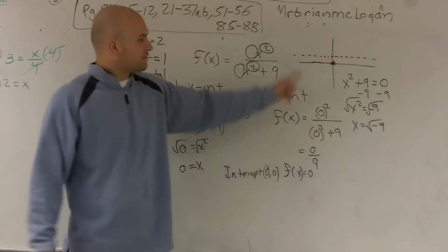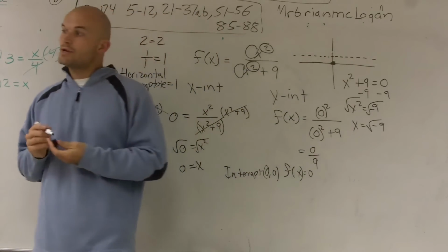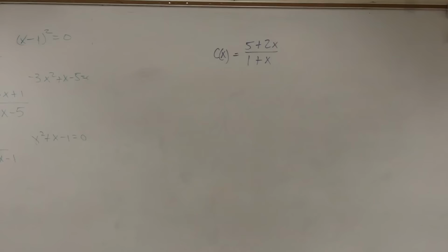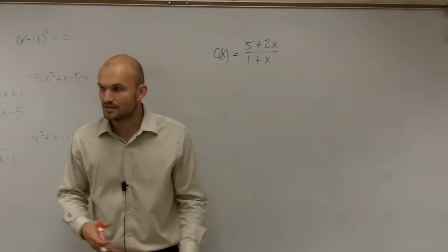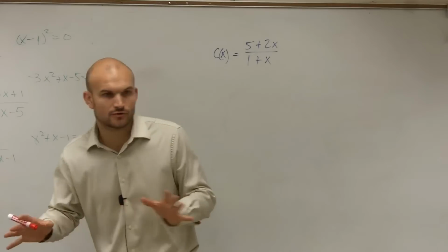So the only thing we know is my graph is going to intersect right there, and it's never going to touch that line. That's all we know for right now. All right, ladies and gentlemen, what I want to do is show you how to find, we're just going to work with the vertical and horizontal asymptotes. After that, we'll show you what to do for the remaining part.